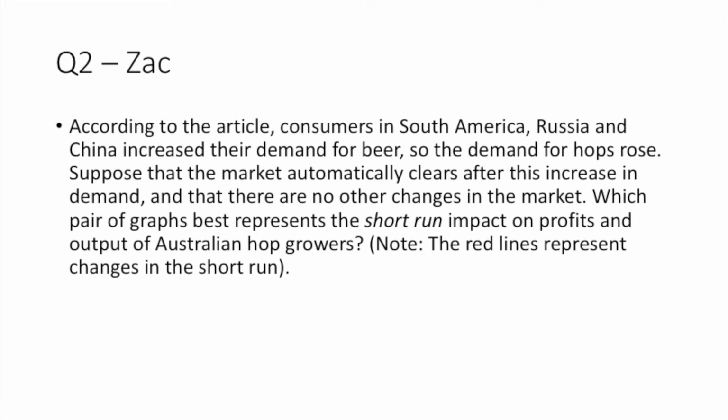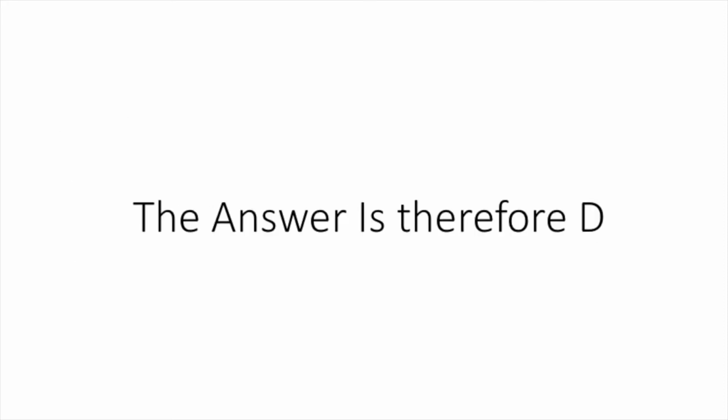The law of supply states that all other things being equal, as the price of a good increases, the quantity supplied of a good will also increase. This increase in equilibrium price will therefore result in producers supplying a greater quantity of hops, as they can obtain a higher level of profits per unit of hops sold. Thus, the short-run impact of the increase in demand will result in higher profit for Australian hop growers. The answer is therefore D.